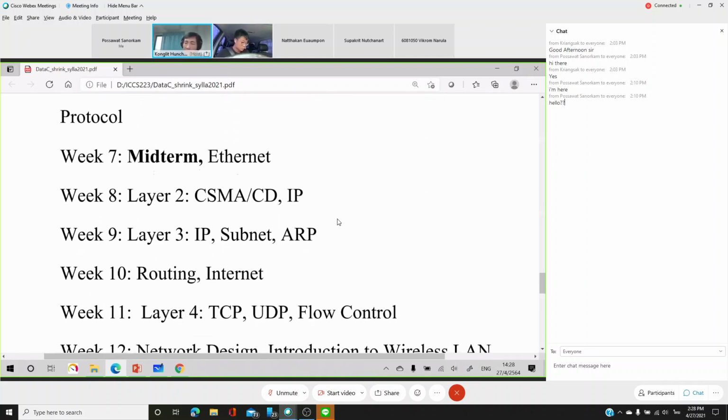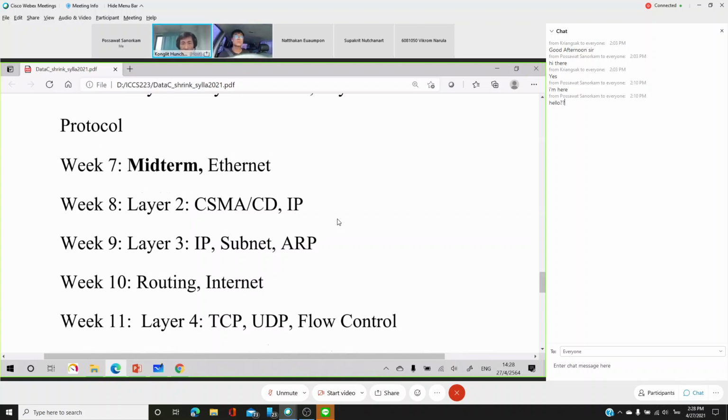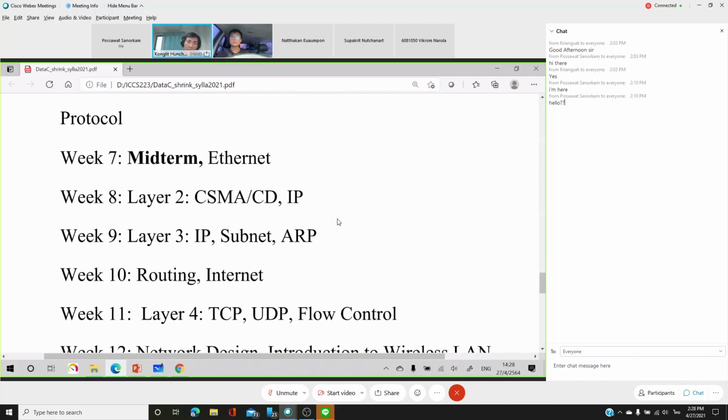We look at random access protocol because our LAN, our network today, uses random access protocol. So for week 7, I hope we could have the midterm.